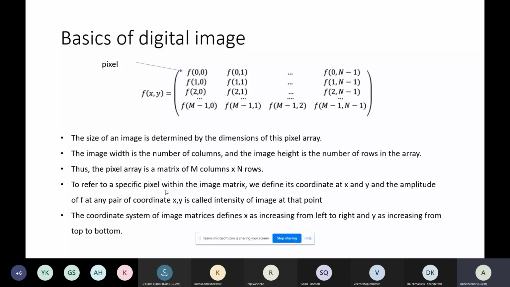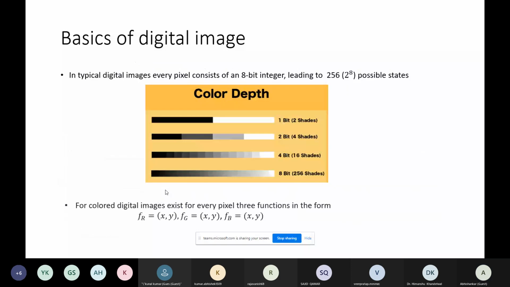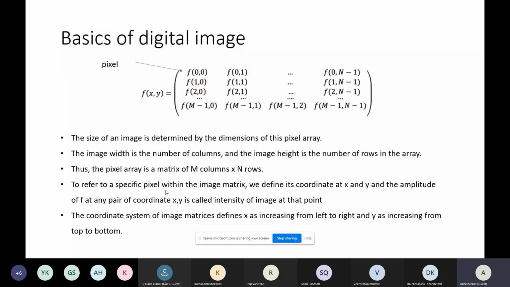Okay, understood? So what are pixels made of? In typical digital images, every pixel consists of an 8-bit integer, leading to 256 possible states. What does that mean? It means this number f of 0, 0 can be anywhere between 0 and 256 for 8-bit images.